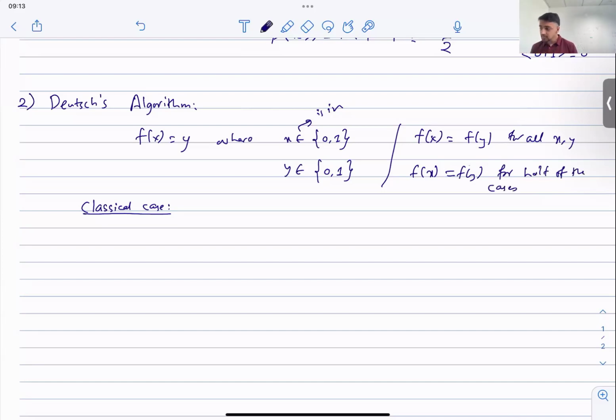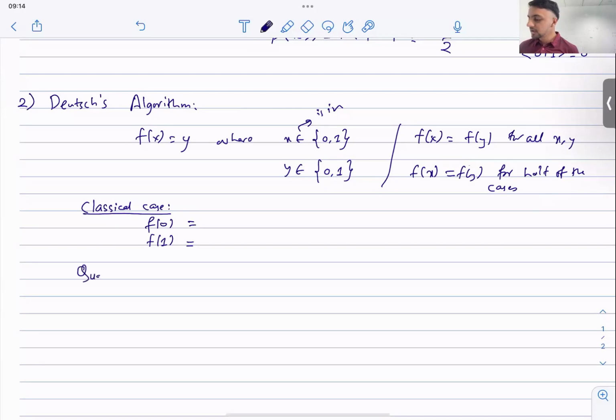There was a little bit of confusion that I caused yesterday, because I said that in the classical case, you need to query it at least twice. But that's not true, actually. You just need to query it twice. The reason is that you only have two possible values, right? F(0), F(1). If you compute these two values, then you'll know whether the function is constant or balanced, because x can only take two values, 0 and 1, and that's it. That's all you need to check.